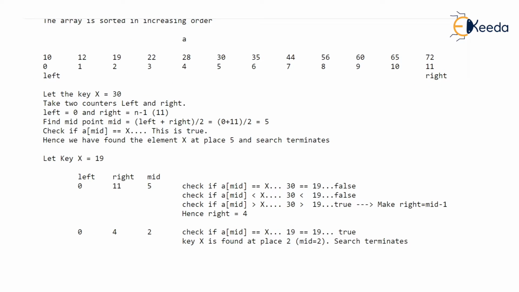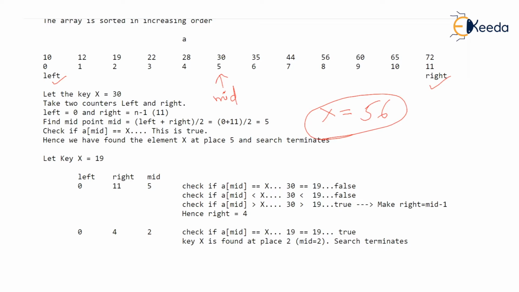Suppose in this array I was searching for X equal to, let me think, 60, 56, let's say 56. So how will you start? You start with left equal to 0, right equal to 11. Find out the midpoint. Midpoint will be 5, of course: 0 plus 11 upon 2, 11 upon 2 is 5. Check, is this midpoint storing 56, your key? Which is false.